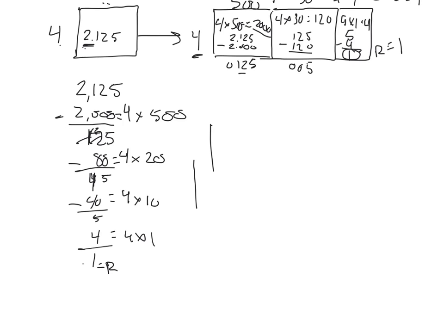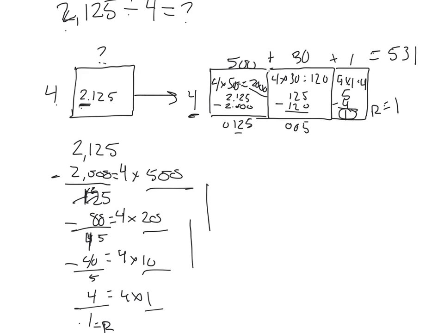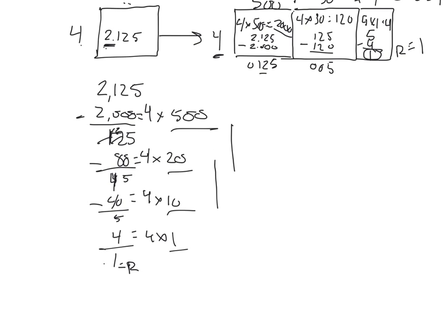And what I'm going to do now is I'm going to add 500 plus 20 plus 10 plus 1. And when I get that, I am going to get the same answer that I did before. And that's 531 with a remainder of 1. Okay, so it's all the same thing. I'm going to show you one more way that we can do this.